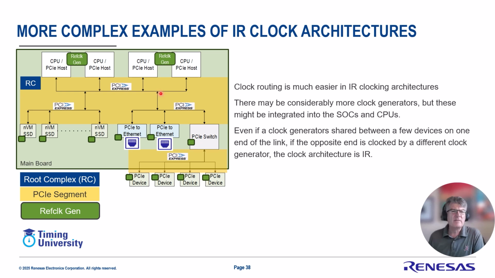The great news for IR clocking is that the clock routing is much simpler because you don't have to get a single clock source around to every device. The downside is there's no specified jitter limit, so you can't easily determine your compliance to the PCI SIG specifications. And these may be integrated in the specific devices so that there would be fewer discrete components on the board. So again, this is all independent reference clocked on these PCIe segments or lanes in yellow.